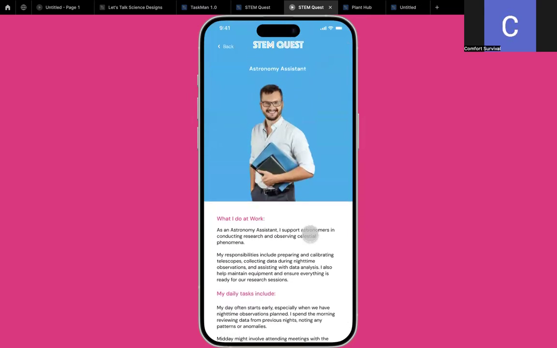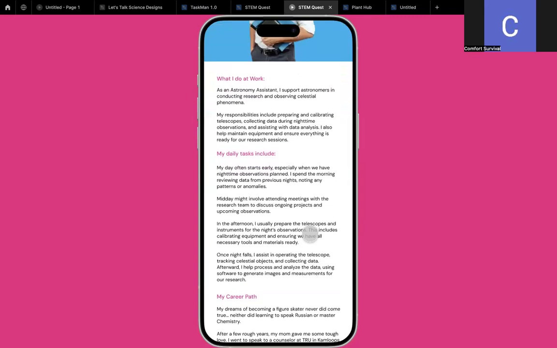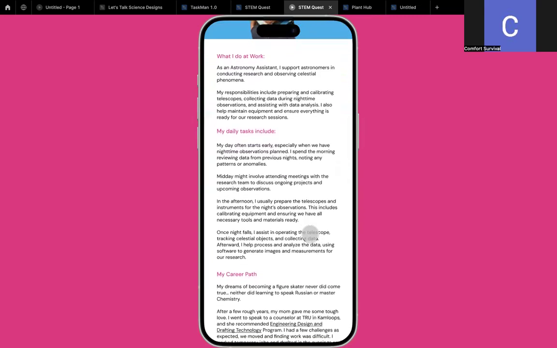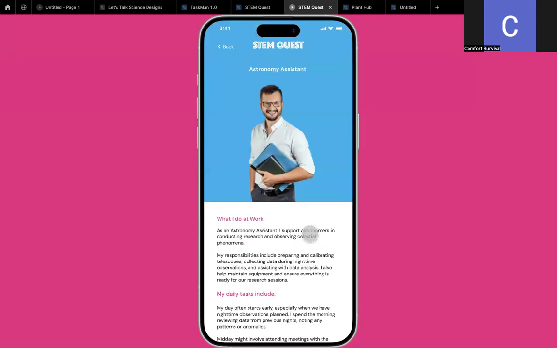So similarly, we have the same for an astronomy assistant, and we walk through the process of what I do at work, my daily tasks, my career path, and the hobbies as well.